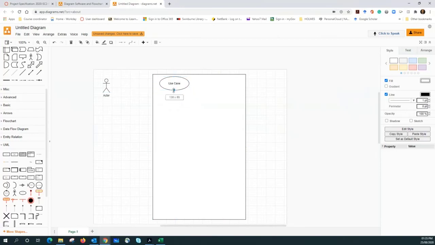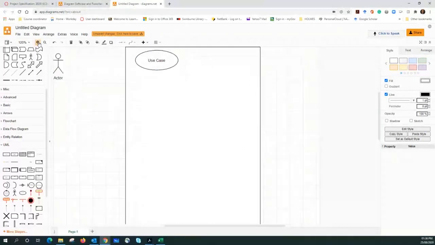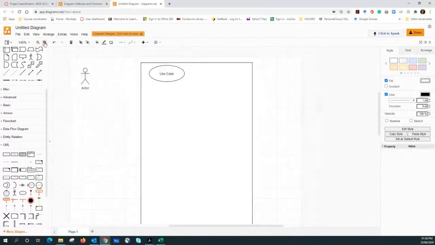Maybe we can make it a little smaller. Can you guys see my screen? Can you see? I'll try to make it clearer. Is it clear? Yeah. Okay. All right.